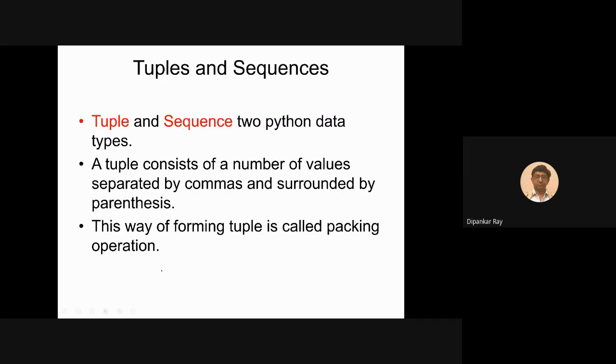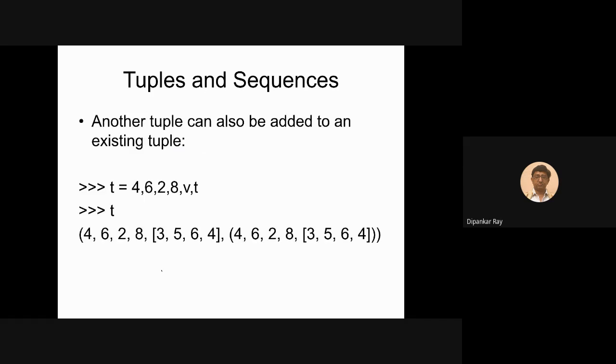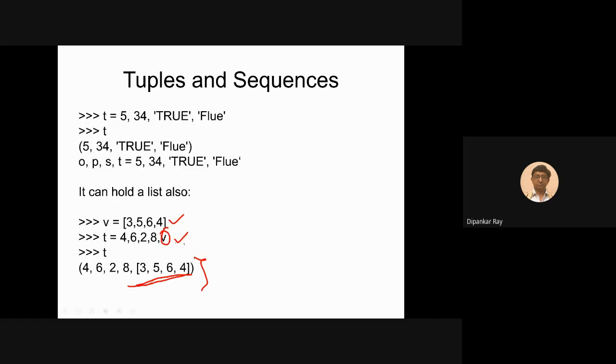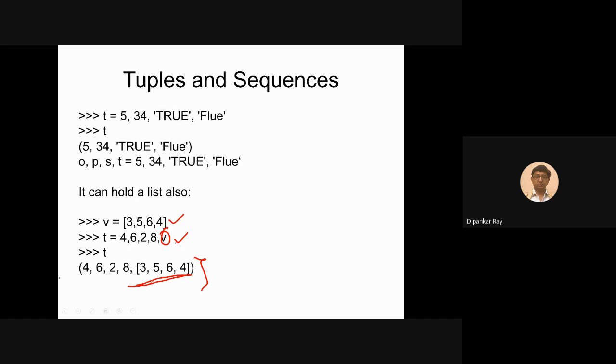Okay. It's a versatile language. You can do so many things with this one. So now I have written V then T again. In the next line, what I have done? I created a T here. Again I create another T with 4, 6, 2, 8, V, then T. So automatically this whole list will come at the end.